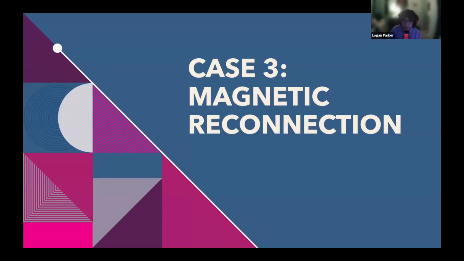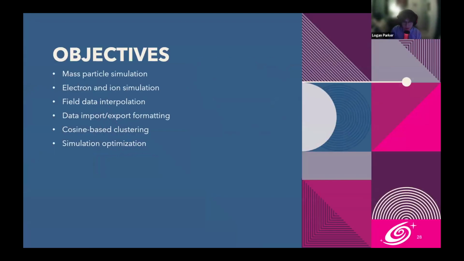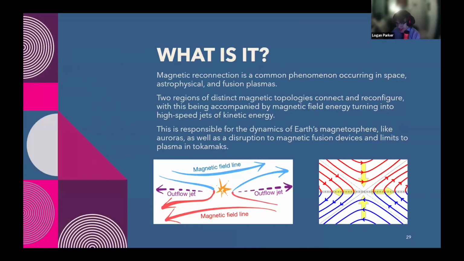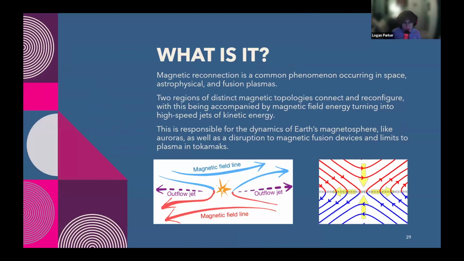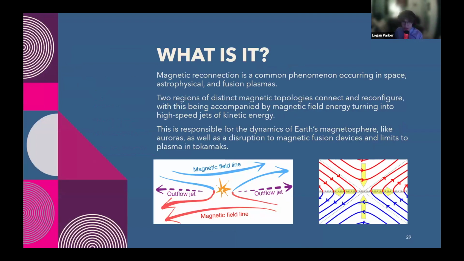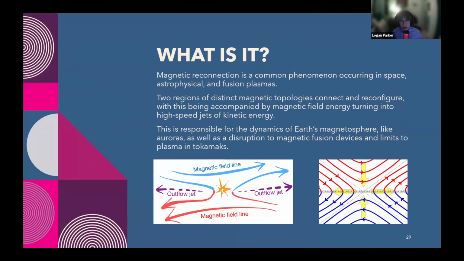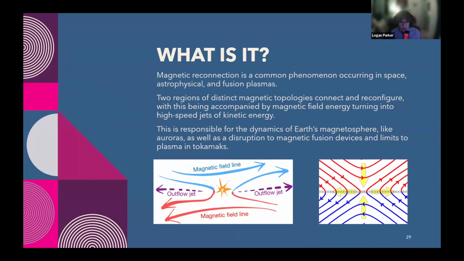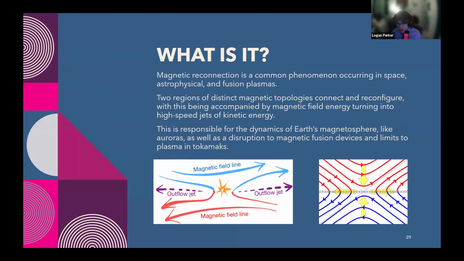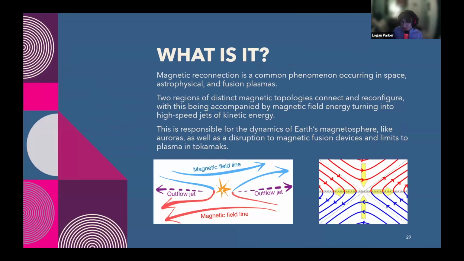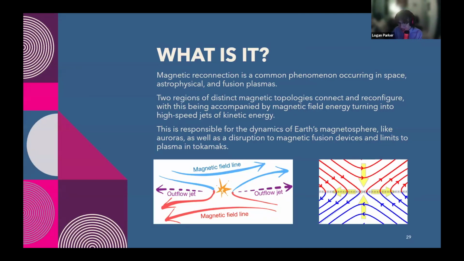And then this magnetic reconnection is our last and largest case. We have several objectives: mass particle simulation, simulation of 2 particle types, electrons and ions, as well as interpolating field data, and whatnot. So what is magnetic reconnection? It's a common phenomenon occurring in space, astrophysical and fusion plasmas, where 2 distinct topologies connect and reconfigure, turning some of that magnetic field energy into kinetic energy.